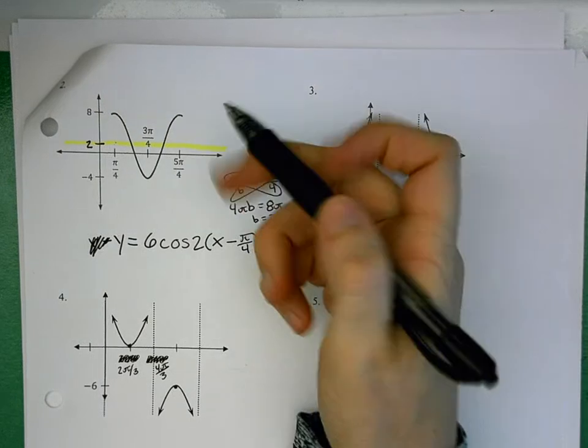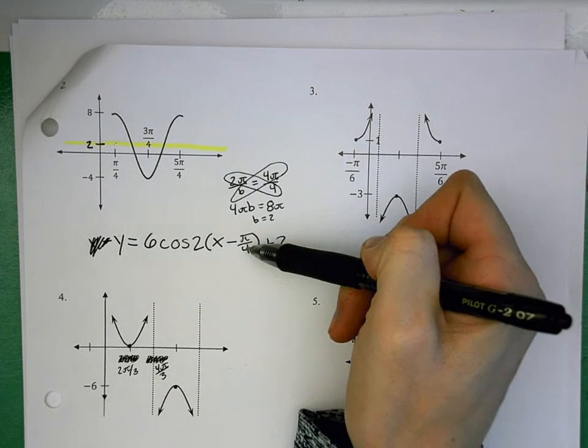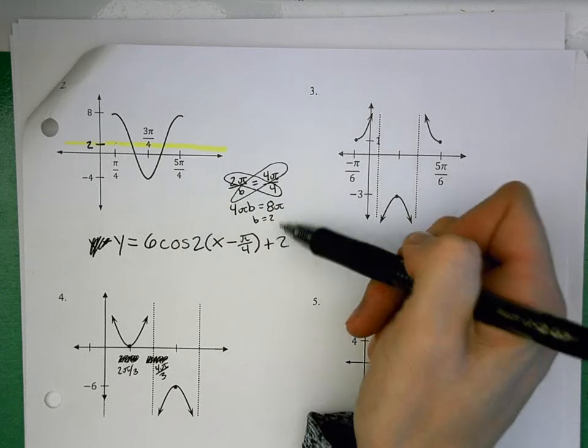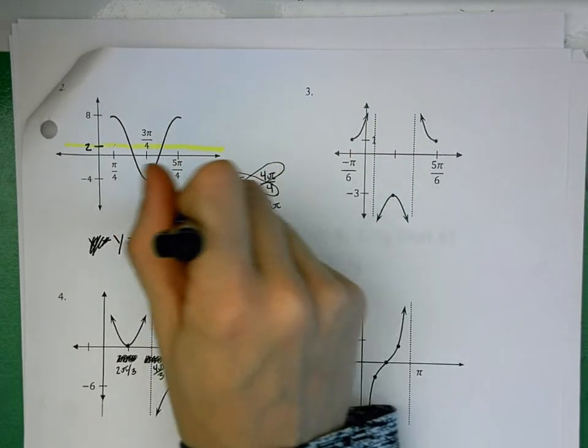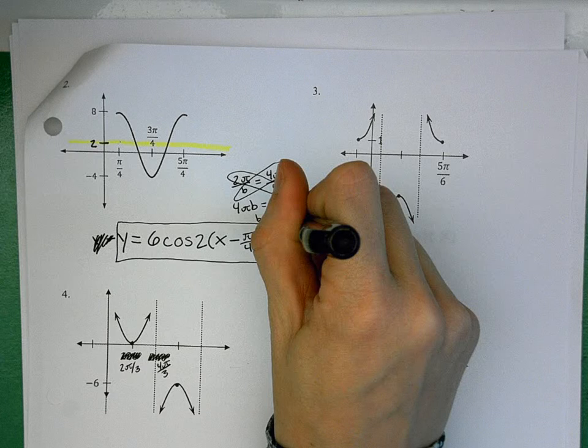So that now when I plug in my pi over 4 starting h, I get cosine of 0, which is 1, times 6 plus 2, which is 8 up here. Remember, cosine and secant are the only ones that have that kind of shifted h, k.